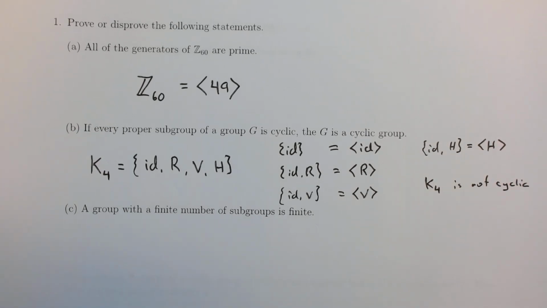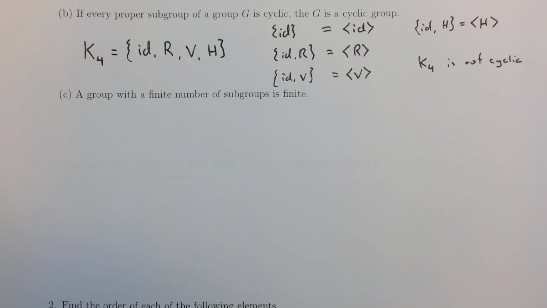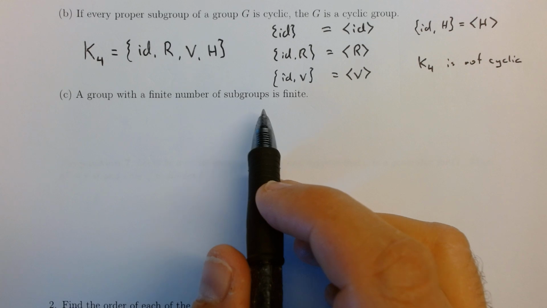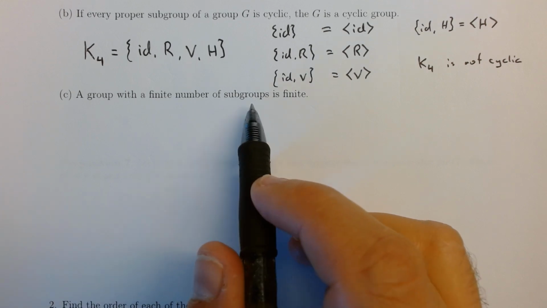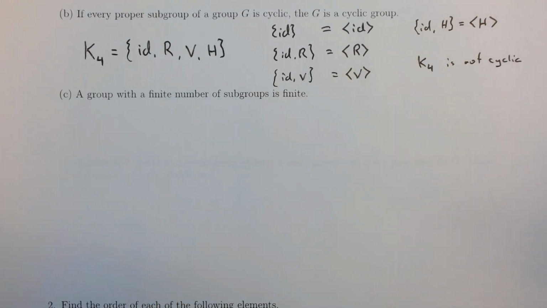So the first two of these are false. This last one ends up being true, and this one is quite tricky. A group with a finite number of subgroups is finite. That is true, and it certainly feels true, but proving it is kind of tricky, because what could happen, presumably, is you have a finite number of subgroups, but the subgroups themselves might be infinite or something like this.